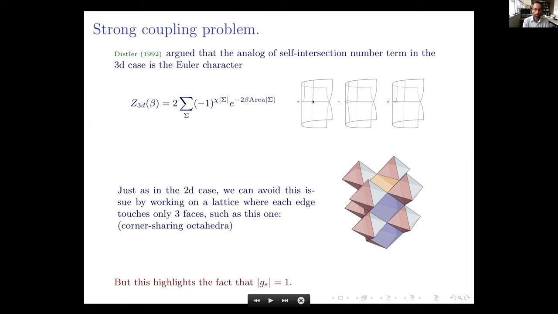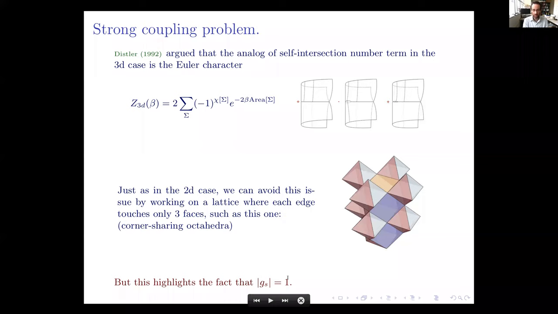Okay, so just as in the two-dimensional case, we can avoid this issue by working on a lattice where the edges only have three faces coming off of them. But this observation was important to me because it emphasized that the absolute value of the string coupling, that is the coupling which weights configurations of different world sheets of different genus and suppresses the contributions of many string loops, is equal to one in this case. So this is a strongly coupled string theory, whatever else it is.